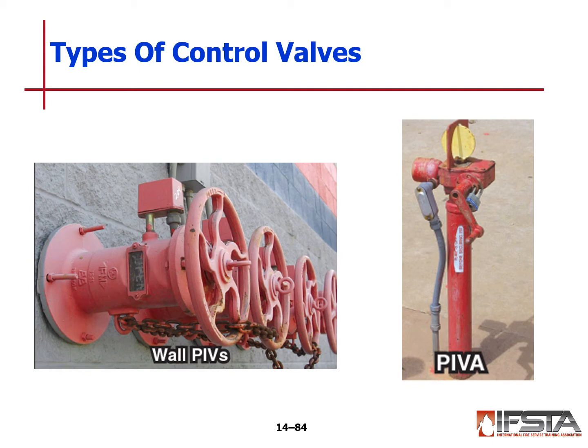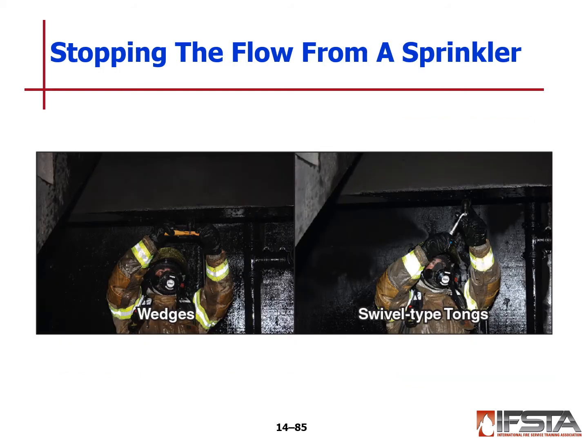And this PIV has an indicator on the top that lets you know that it is open or closed by the yellow wheel. Stopping the flow of the sprinkler, you can use a swivel type tongs, which is a commercially made device that goes in there, has a rubber seat on it, and it screws out to create pressure. And you can simply use wooden wedges as well.